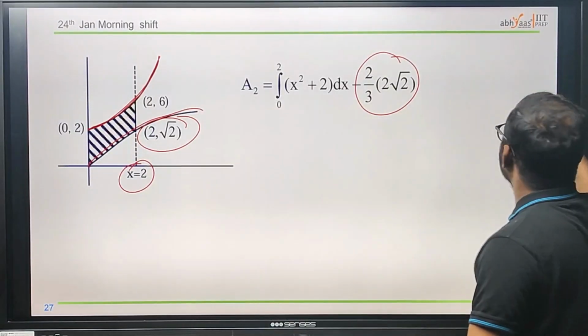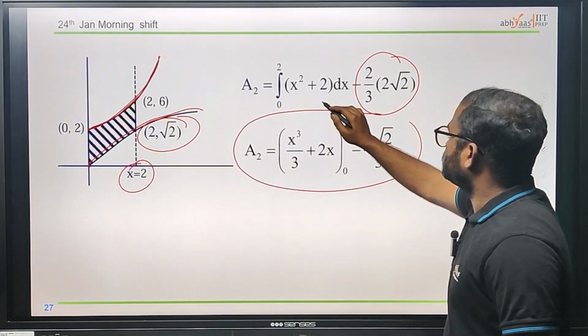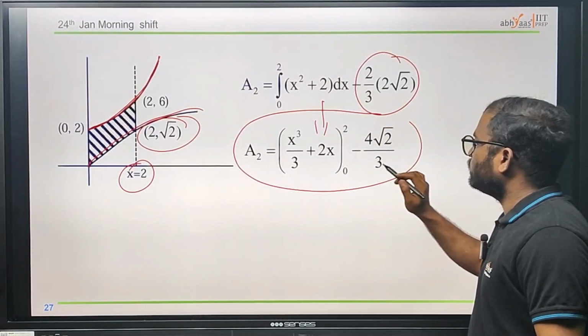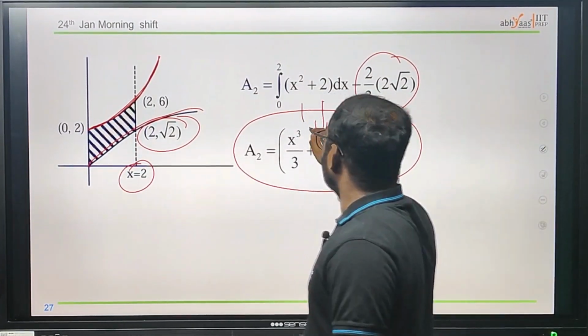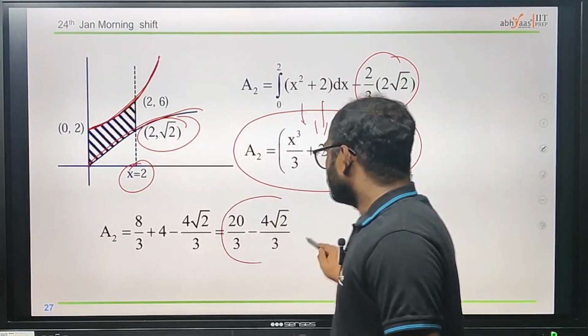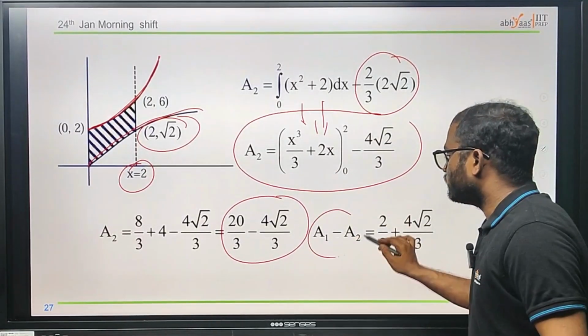Next, A2 will be our answer, x, just substituting this one. We will get 4 root 2 divided by 3, and x cube by, just solving this one. You can do this one. Next we will have A2 as this one. Now we got A1 and A2, so we just subtract them, take the difference of it.